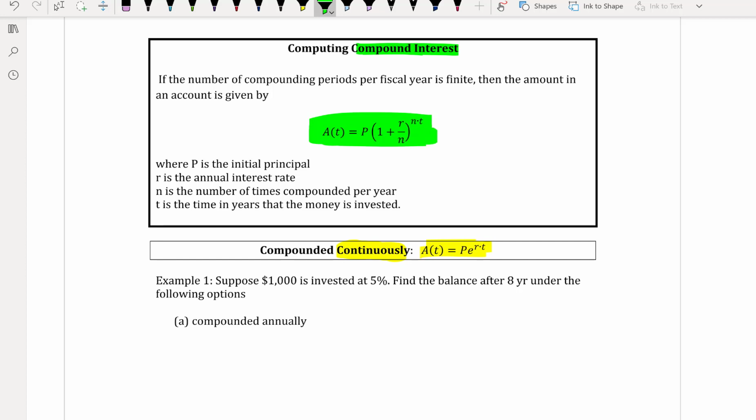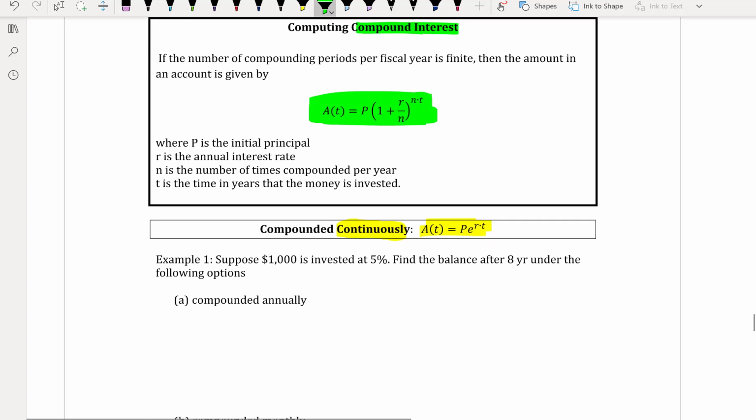So that one word can make the world of difference, continuously. Okay? Remember, e is continuous. So that's how you know that you're going to be using that formula. So the first example, it says, suppose $1,000 is invested at 5%. Find the balance after 8 years under the following options. So before I even figure that out, let's try to give some values to our numbers that we have. So we have our 5%. So that's going to be our rate, 5%.